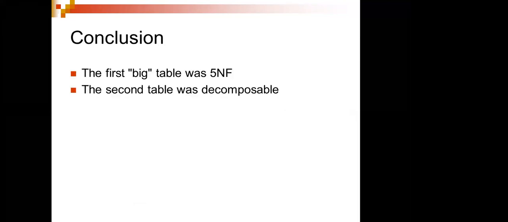Okay. So this is what the normal form is. So the first big table was 5NF. So what is the thing you have to remember? When I go with the normal form, the biggest task we are going to do is decomposition. So the second table was decomposable. So you have to think about the fifth normal form. When I want to go with the fifth normal form, you should be in the third normal form, from the third to fourth to fifth. So you should be very careful in designing and splitting the columns.